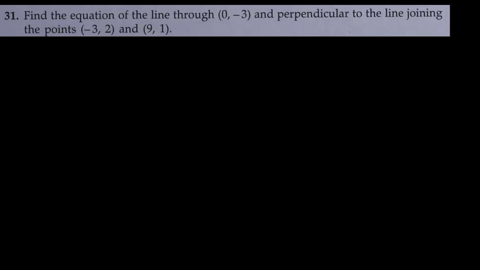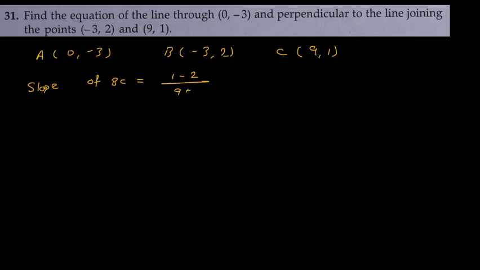You can consider point A as (0, -3), B as (-3, 2), C as (9, 1). We first find slope of BC, which is (1 - 2) divided by (9 + 3), that is -1 divided by 12. This is slope of BC.